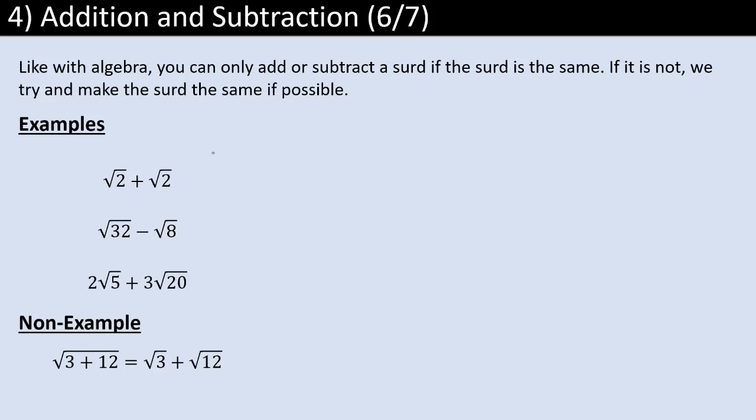So, for example, for the first one, we've got root 2 plus root 2. Now, if I have one of something, and then I add another of it, that means that in total, I would have 2 of that thing. This does not become root 4. I cannot do that. I'm going to put it in big red: this does not become root 2 plus 2. That is absolutely not what happens.